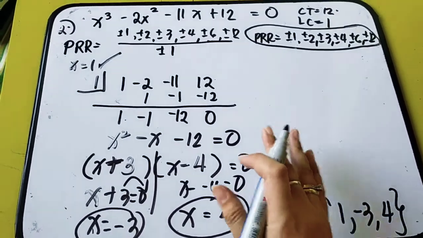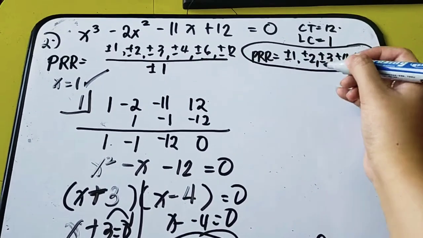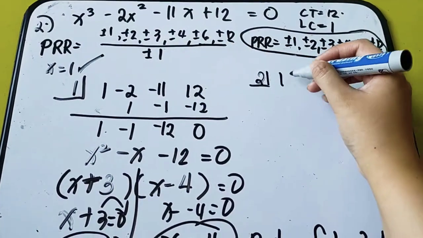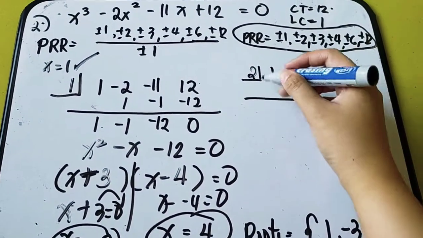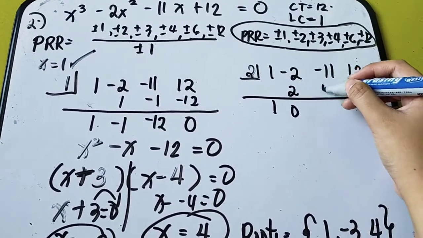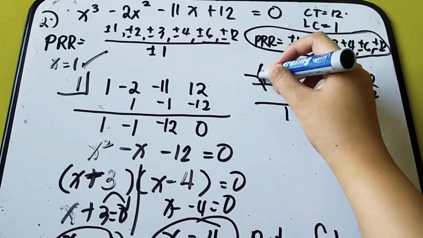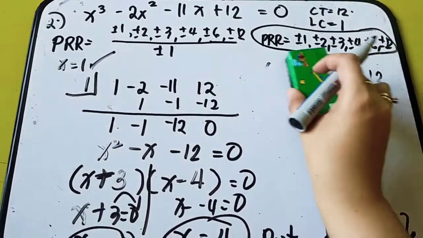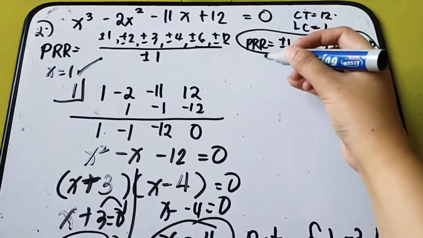Okay? Ma'am, paano pag hindi ko kaya mag-factoring? So, magta-try ka. So, try natin si positive 2. Then, we have here 1, negative 2, negative 11, and then we have 12. Bring down 1. Times 2, we have 2. This one is 0. Negative 11. That is negative 22. So, ibig sabihin, si 2, hindi po pwede. Okay? So, magta-trial and error ka. Medyo mahaba-haba.